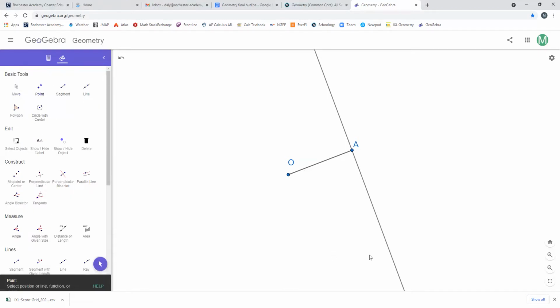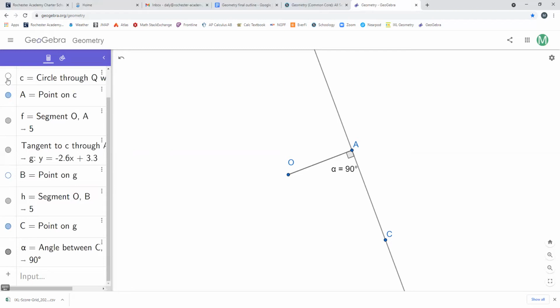So I'll need a point over here. And so angle from C to A to O, and it came up with that square box, and it says that the angle is 90 degrees, which is exactly what we're used to seeing: the closest point on a line to a point that's outside the line is where the perpendicular from that line meets the point. All right, so let me put the circle back again.